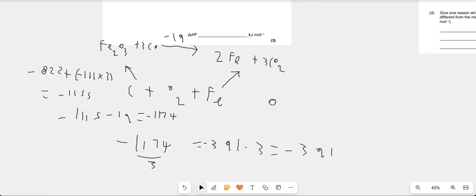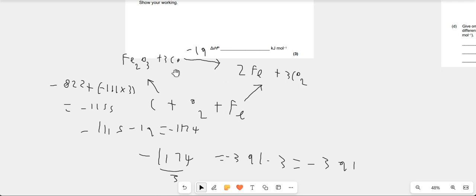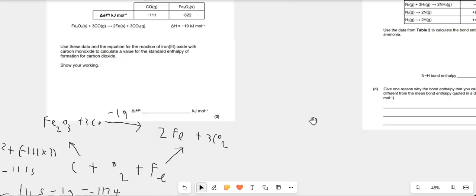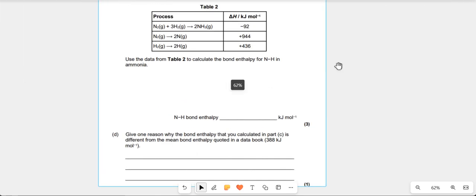So does that make sense here? It's very easy, yeah? So you just create this Hess triangle situation here, and then it becomes pretty simple. Next one.